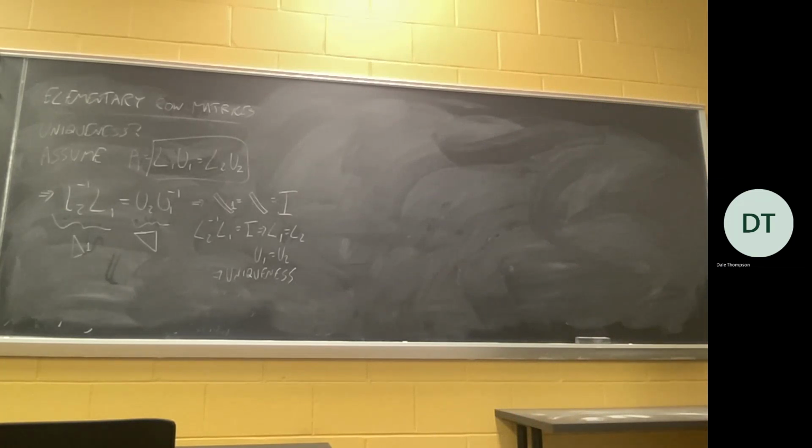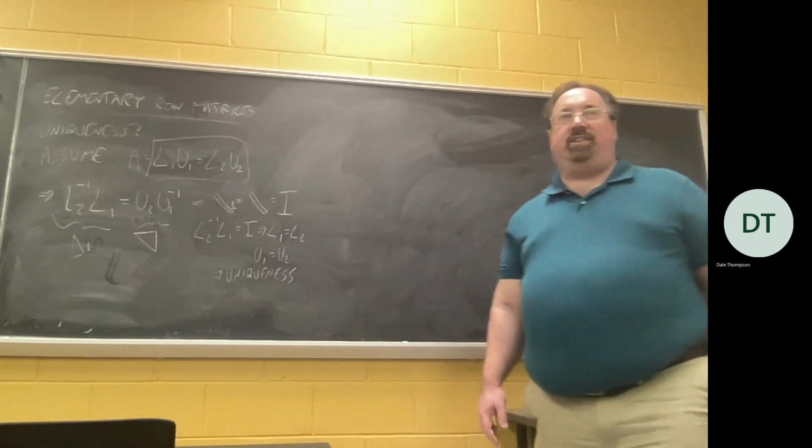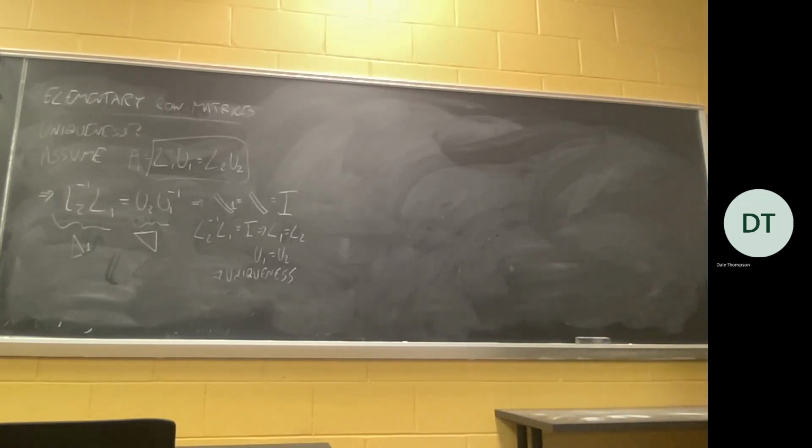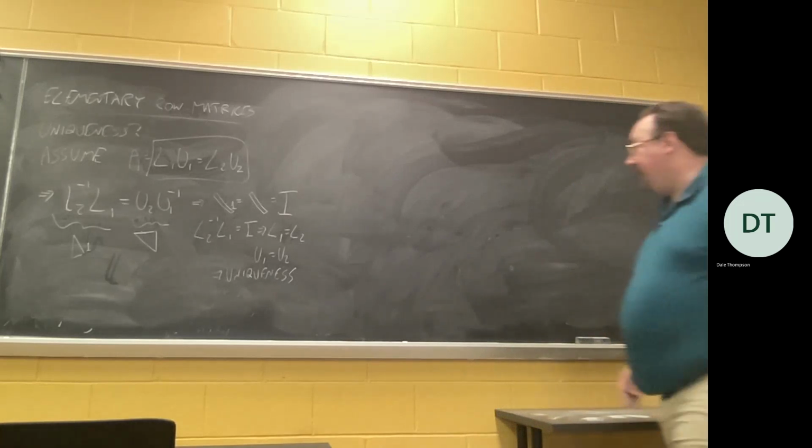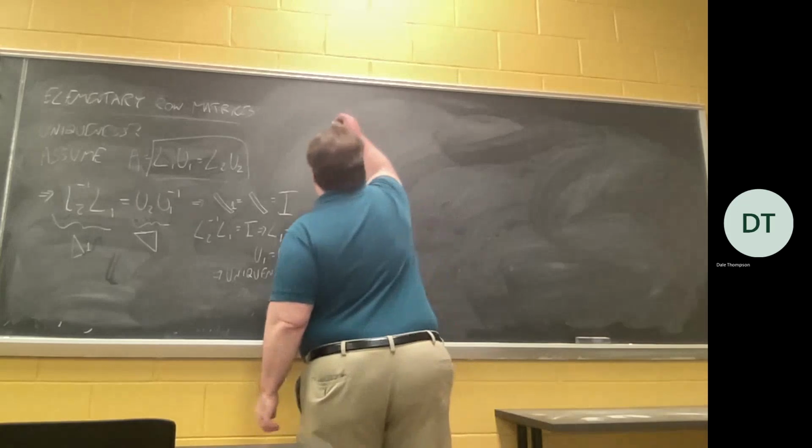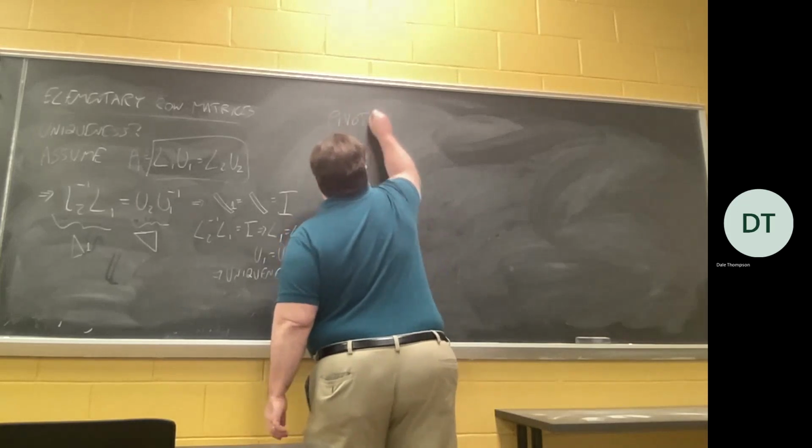Questions about uniqueness? Okay. All right. So far, we've assumed that we've not had to perform row interchanges, but there are times when we do. So now I'm going to deal with that. And it's pivoting.